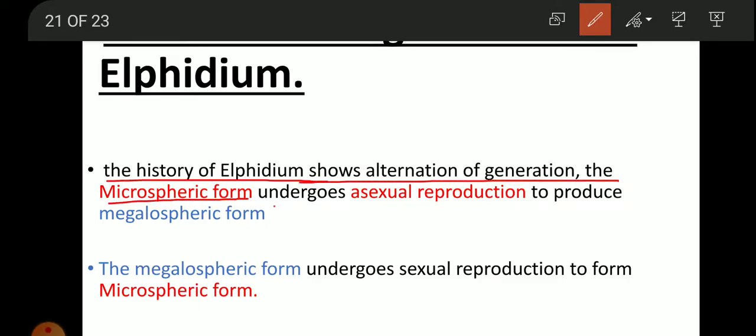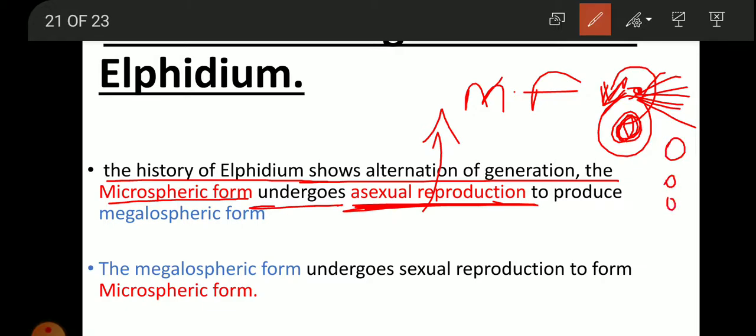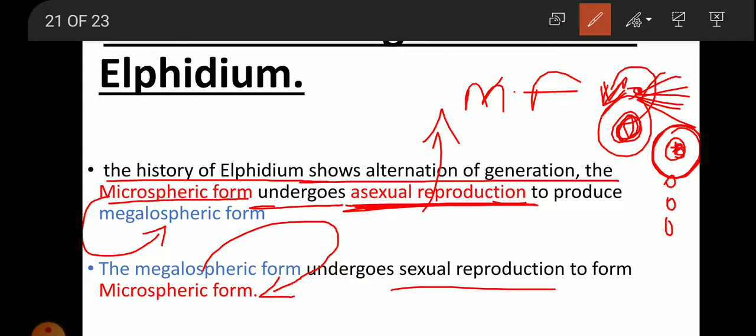The microsporic form undergoes asexual reproduction, as I have told you, by multiple fission. First, all this cytoplasm comes out of the shell and deposits over here. The nuclei divide many times to form small nuclei, and all these get some cytoplasm, and they secrete the shell. Okay, so they form the megalosporic form. The microsporic form gives rise to the megalosporic form, and the megalosporic form gives rise to the microsporic form by asexual and sexual reproduction respectively.